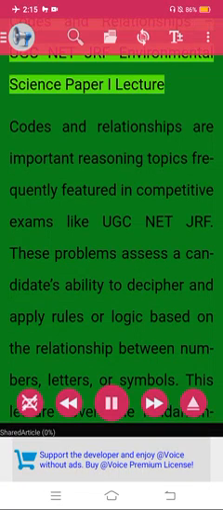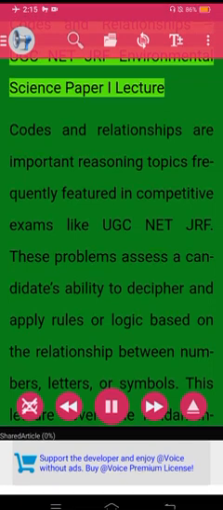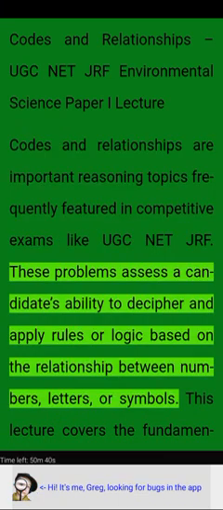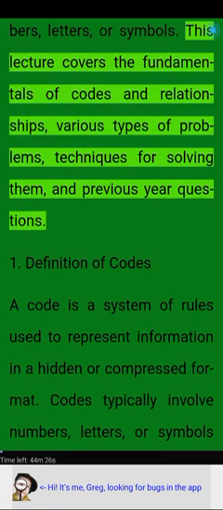Codes and Relationships, UGC NET JRF Environmental Science Paper I Lecture. Codes and relationships are important reasoning topics frequently featured in competitive exams like UGC NET JRF. These problems assess a candidate's ability to decipher and apply rules or logic based on the relationship between numbers, letters, or symbols.